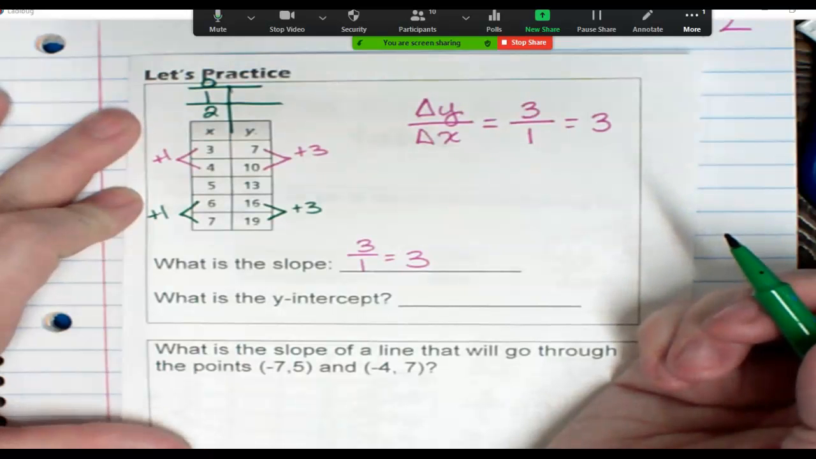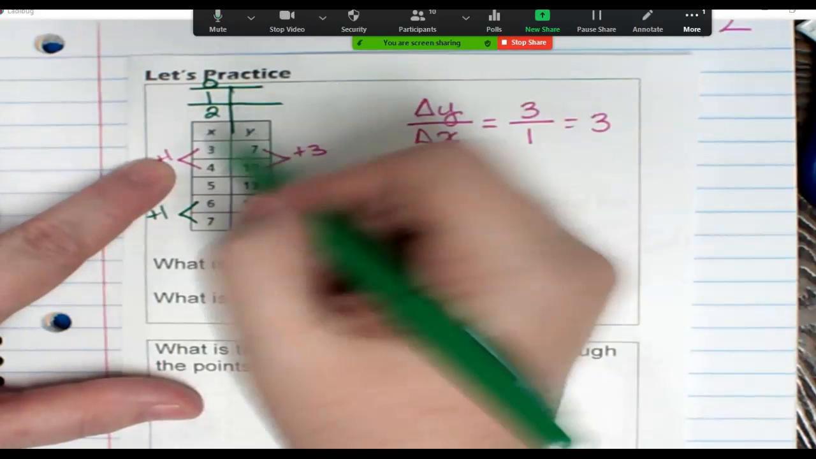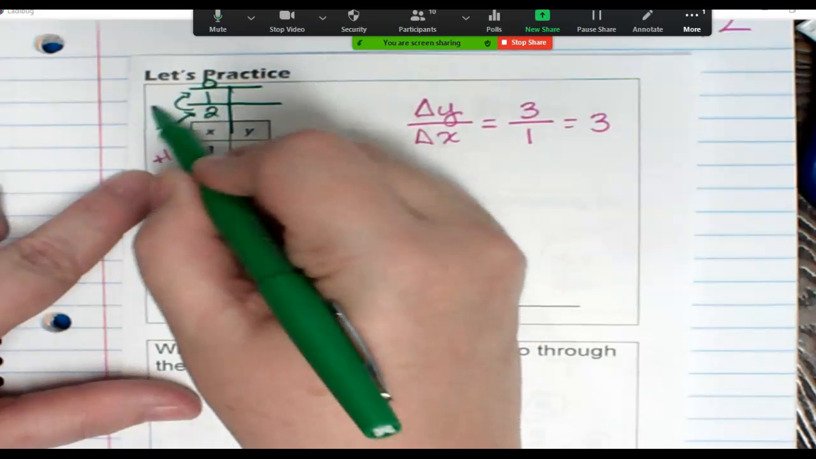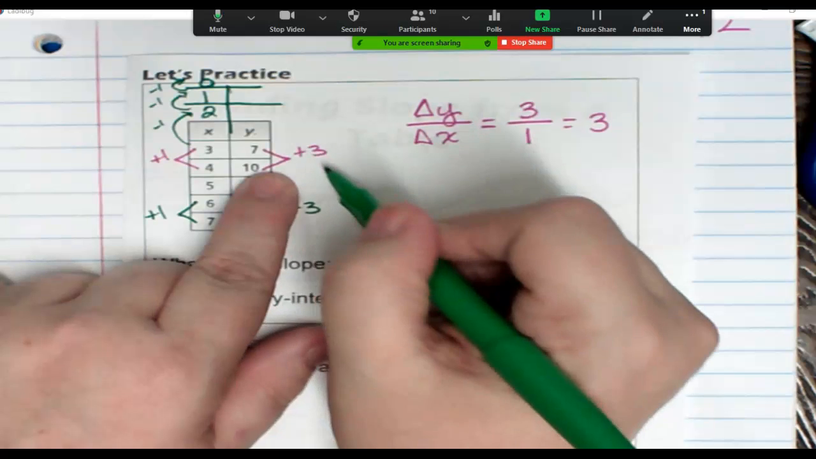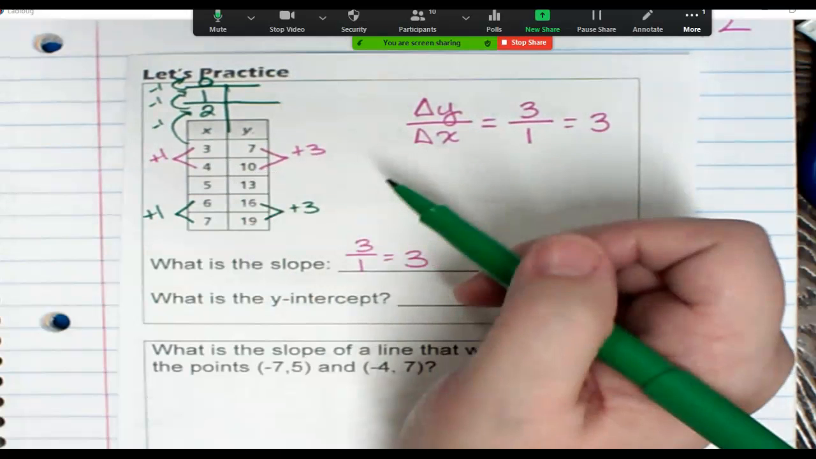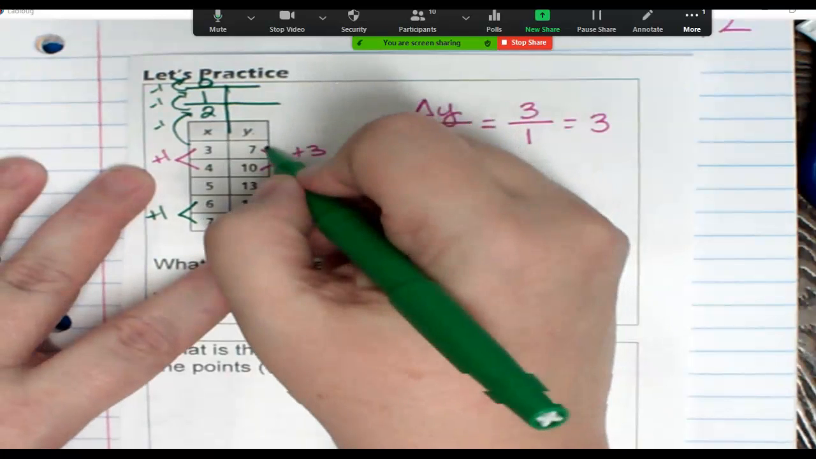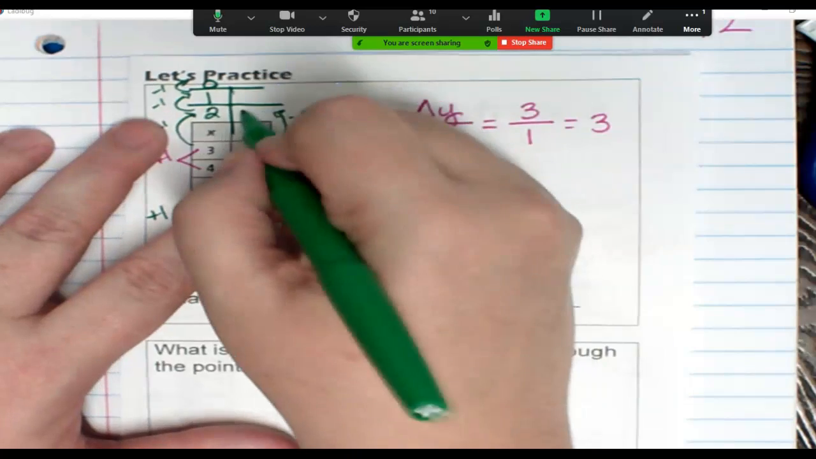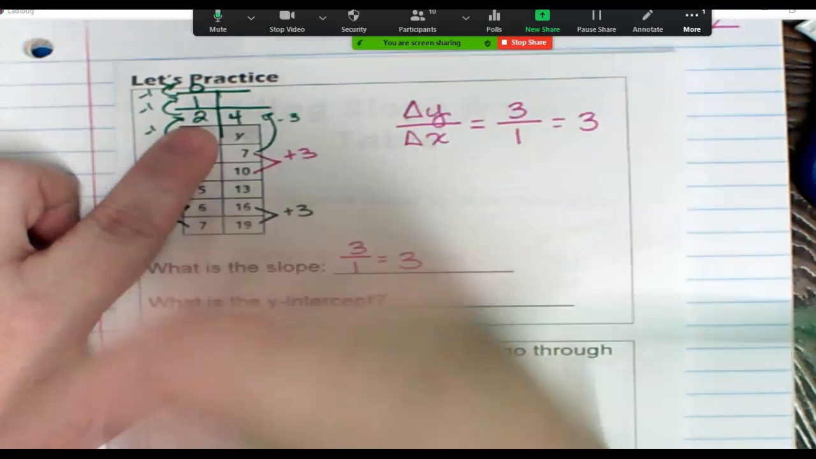Agree or disagree? Because if I'm adding 1 to go down the table, to go back, I just subtract 1 each time, right? But if I'm adding 3 to get bigger, if I need to go smaller on the table, what am I going to do? Subtract 3. So what is 7 minus 3? 4. Is 2, 4 the y-intercept? Nope. I got to keep going.